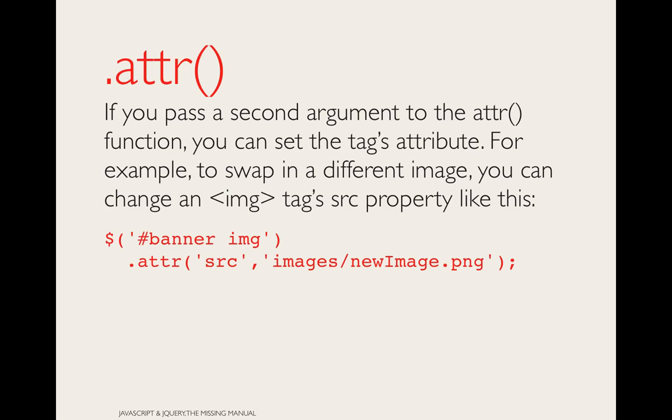Now, if you pass a second argument to the attribute function, you can set the tag's attribute. For example, if you want to swap out a different image on an element, you just pass in the new value on the right hand side, and the property on the left of the attribute method. So notice we've got .attr and then parentheses, source on the left, or the attribute you're going for, a comma, and the new value on the right hand side.